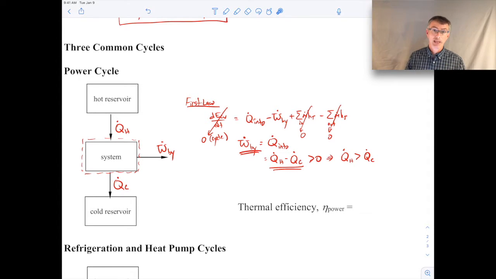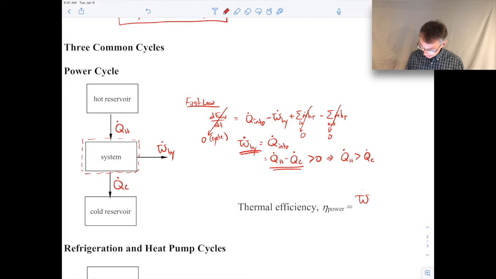Because typically what we want to have as engineers is we want to get as much power out of that power cycle as we can get for as little cost as possible. So we'll define what we call a thermal efficiency for that power cycle, and we'll give it the symbol eta sub power, or just eta. We're going to define it in the following way.